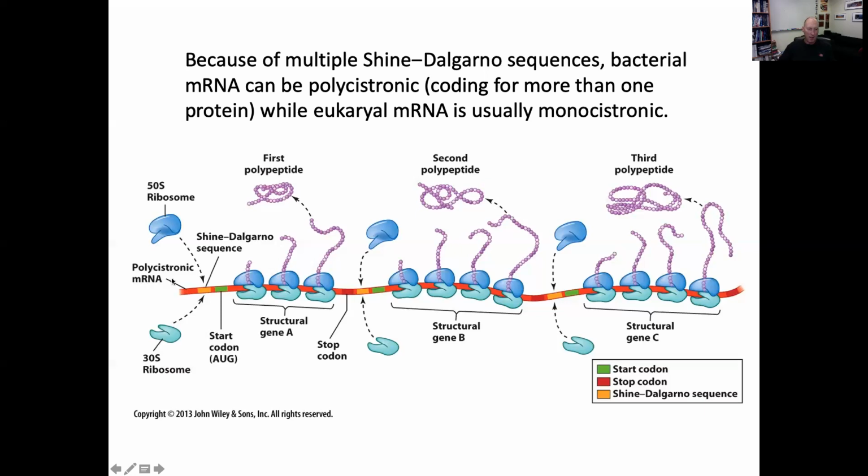We call that a polycistronic messenger RNA. Cistron is just an old name for a gene, okay? So eukaryotic messenger RNAs are monocistronic. They only have 1 translated gene on them, but bacteria can have several, okay? A set of genes that is all transcribed from the same promoter.